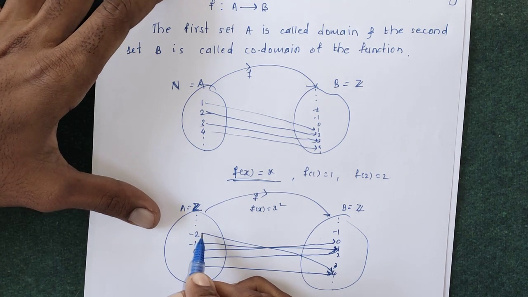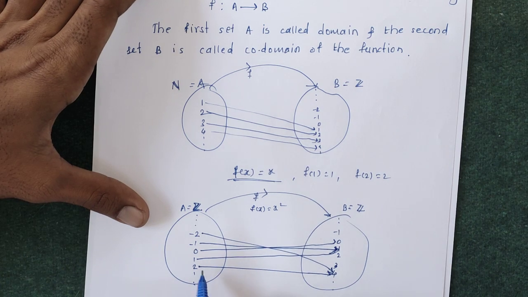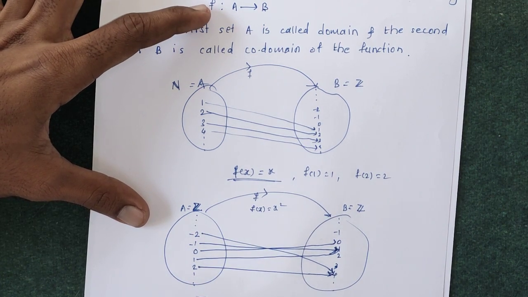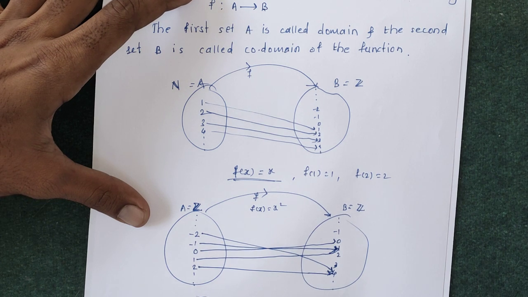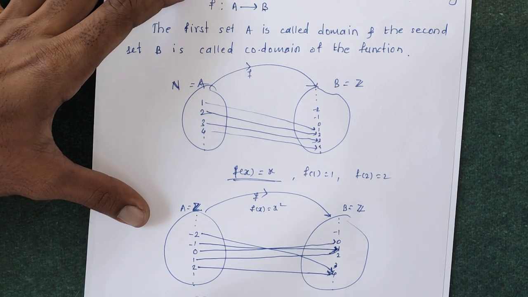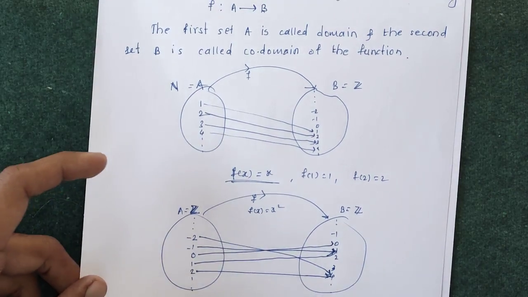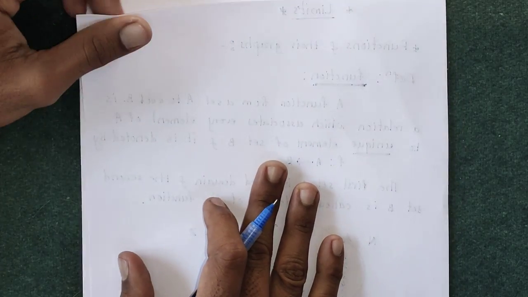Minus 2 has one unique image, 4, and 2 has unique image 4, and this is a function, f of x is equal to x square. But this is not a function, because every element of the domain must not have two images. So this is not a function, this is a function. So this is the definition of function. Now we will see the next definition, which is range of a function.